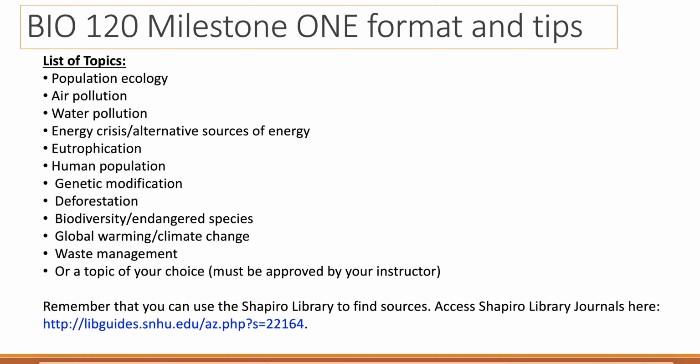Remember that the Shapiro Library is available to you so that you can find all different types of sources. You can also use Google Scholar, which is awesome. I definitely would suggest using your textbook as a resource because there's lots of good information in there too, so that you have lots of choices of resources available to you.